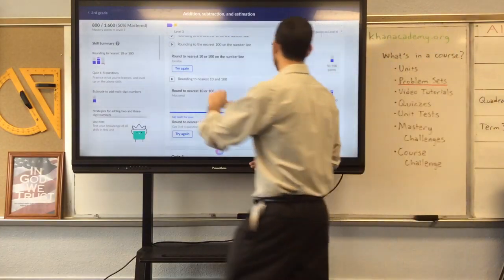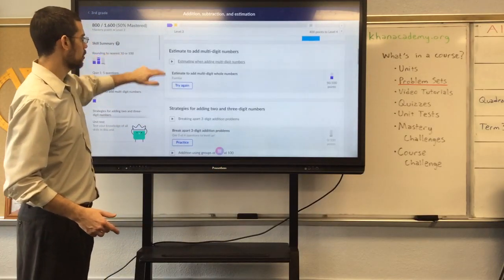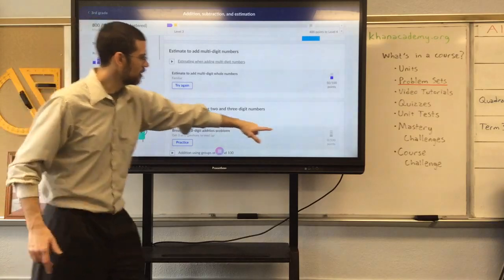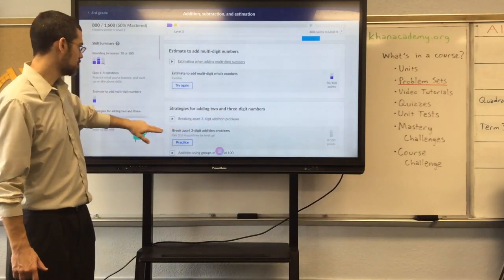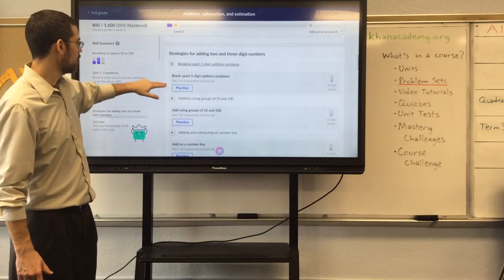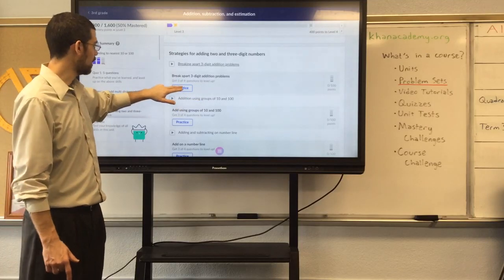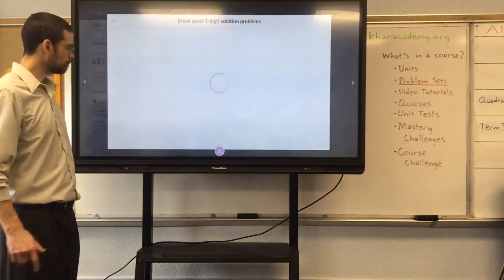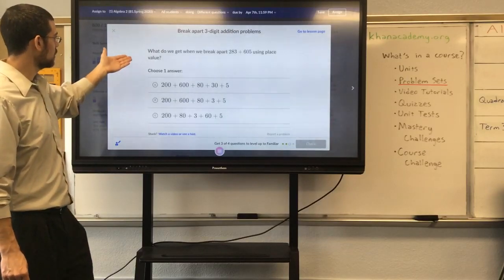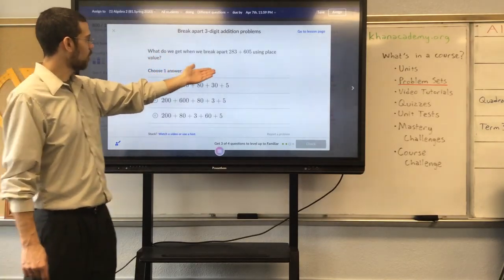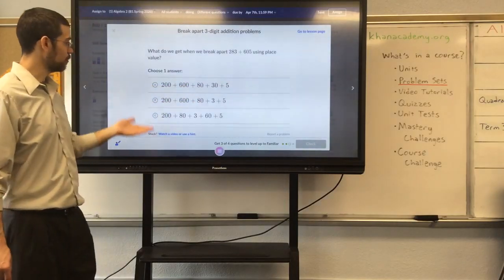Okay, so we're going to pick one of these. Looks like I haven't done this one yet. I haven't tried it: strategies for adding 2 and 3-digit numbers. Under there, we've got break apart 3-digit addition problems. Okay, let's try that. Practice. Here's my question. It says, what do we get when we break apart 283 plus 605 using place value?